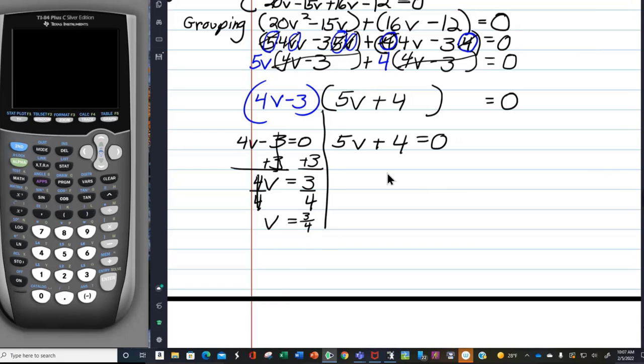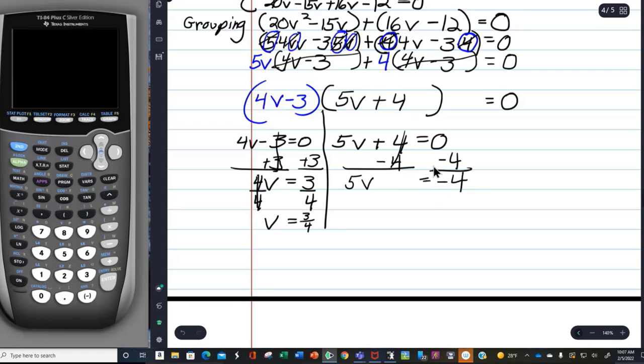And then we come over here. Go through the same kind of steps, minus 4, minus 4, 5V equals 0 minus 4, which is negative 4. I marked out the 4 and the negative 4 because 4 minus 4 is 0. Now I divide by 5, and I divide by 5, so I get V equals negative 4/5.